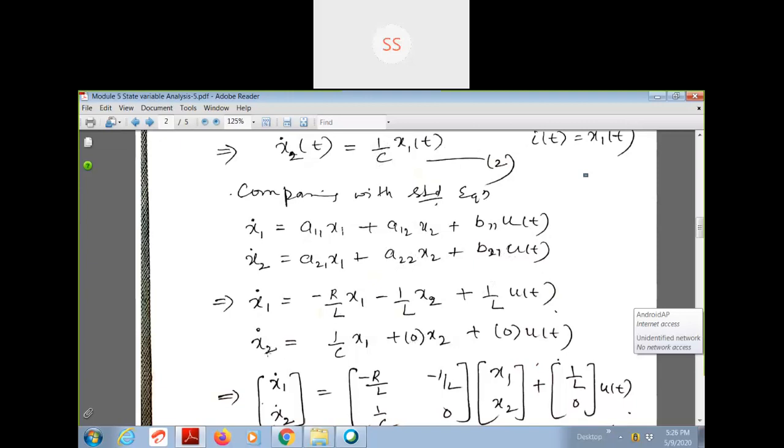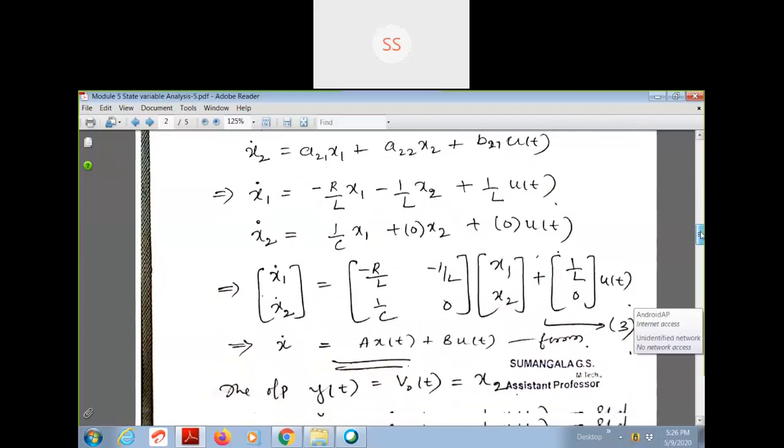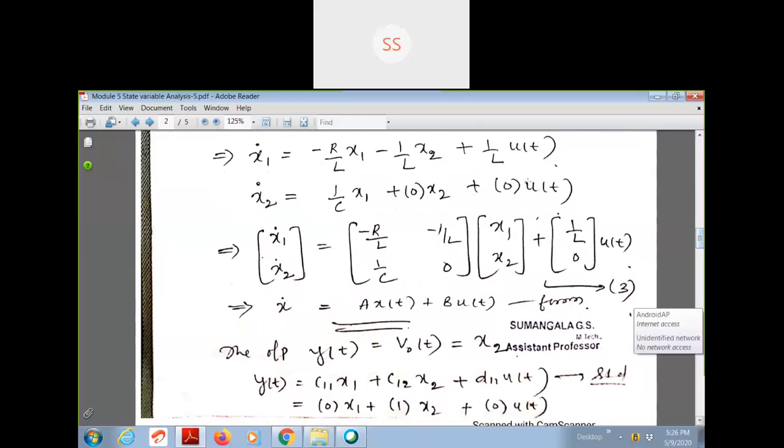So the second state equation is x2 dot equal to 1 by c into x1 plus, as the remaining two terms are 0, we will write 0 into x2 plus 0 into u of t. Meaning that a22 is 0, b21 is also 0. So once this particular standard format is completed, we will write it in matrix form. The above equations will be written in the matrix form.